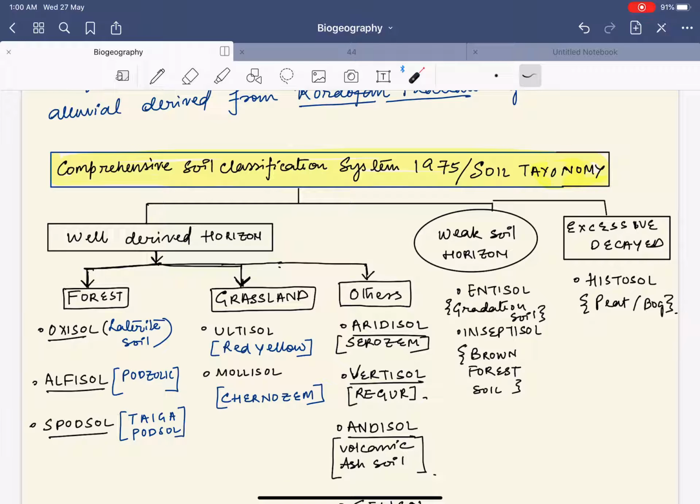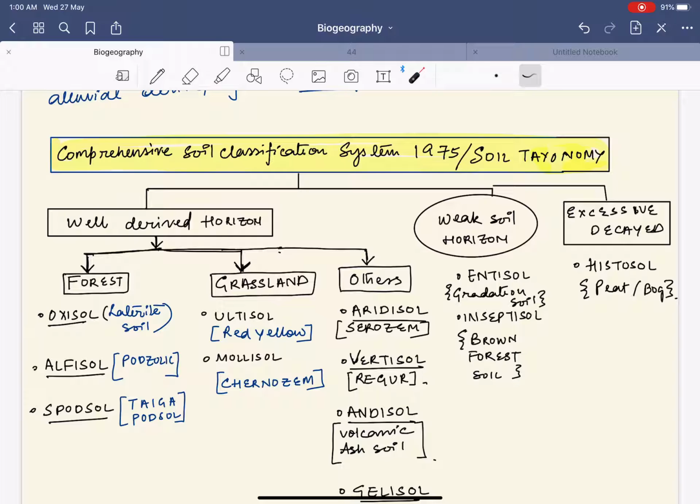Next, we have the comprehensive soil classification system. Again, this comprehensive soil classification system was established in 1975 by the US Department of Agriculture, USDA. I'm extremely sorry, I just got tired, that's why I mispronounced it. Now, again, the soil is classified into three categories. These are the well-derived horizon, weak horizon, and the excessive decay. Please understand this very carefully.